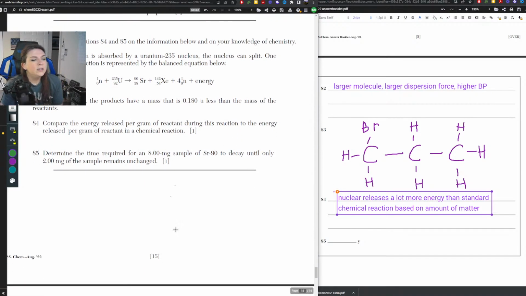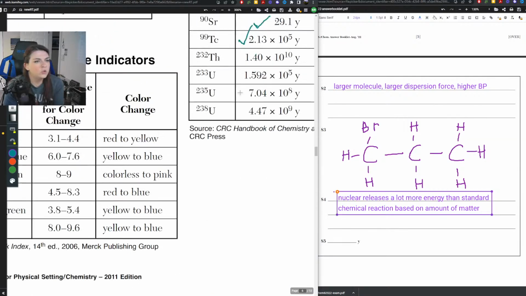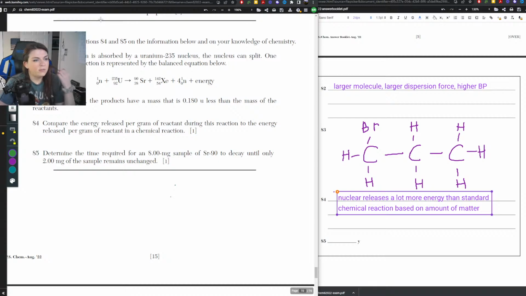Okay, and then finally, determine the time required for an 8 milligram sample of strontium-90 to decay until only 2 milligrams of the sample remains unchanged. Okay, back to the reference tables where strontium-90 was an option of a choice. Strontium-90. I just wrote on top of it right there. The half-life of strontium-90 is 29.1 years. Okay. Half-life. These are some of my favorite things to teach.